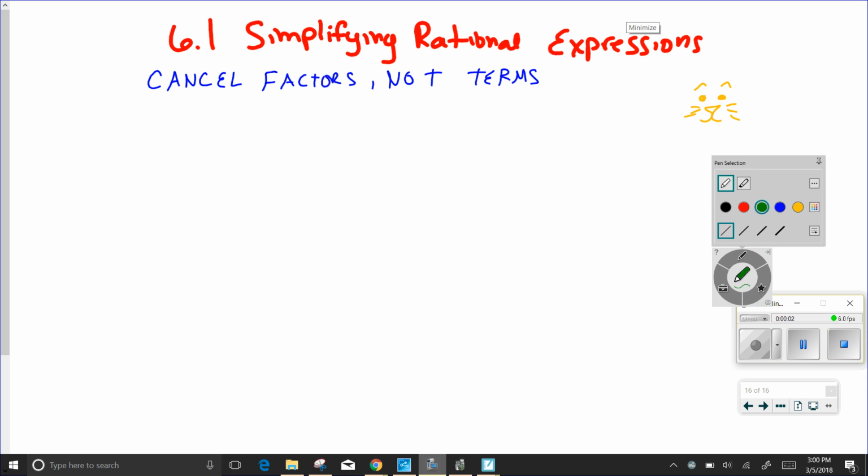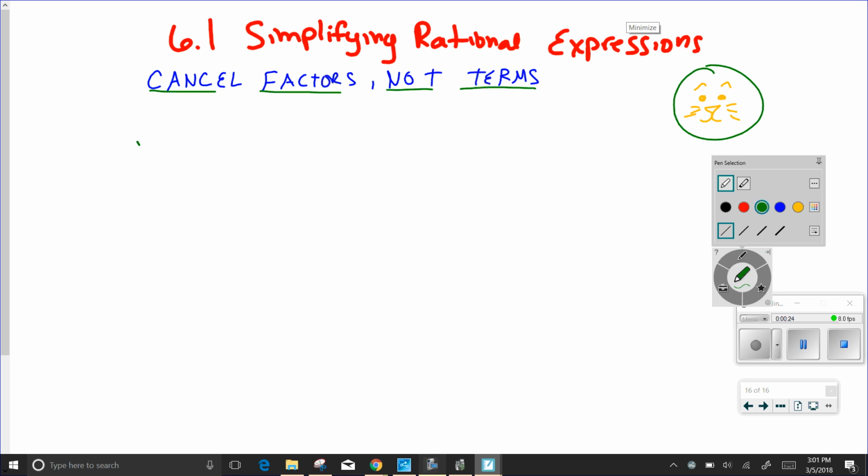In this video, we're going to take a look at how to simplify rational expressions. This is looking at our 6.1 notes. And the main thing to remember in simplifying rational expressions is that you want to cancel factors, not terms. Okay? And we always say, save the kittens.